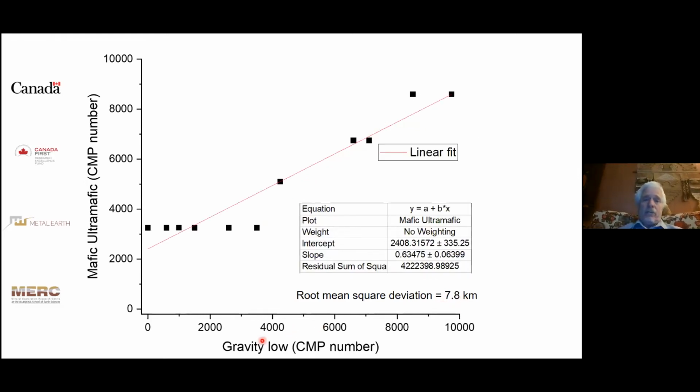And here we have gravity lows and the closest associated mafic or ultramafic, and we don't expect gravity lows to cause ultramafics, and so here we see a very poor fit and a large root mean squared deviation.